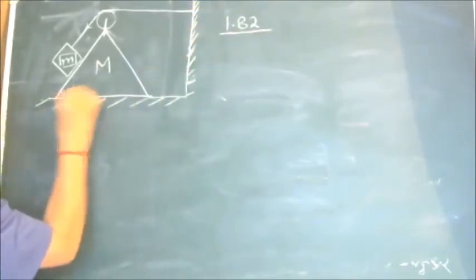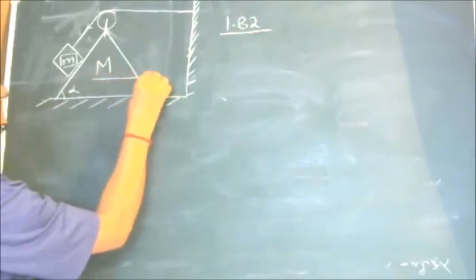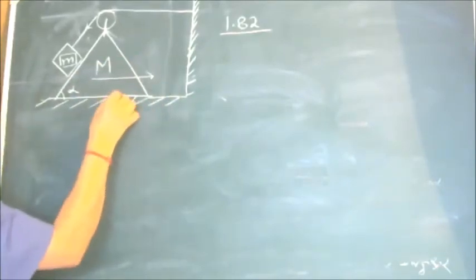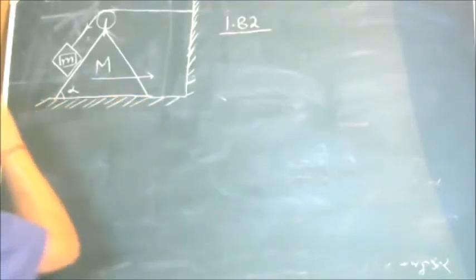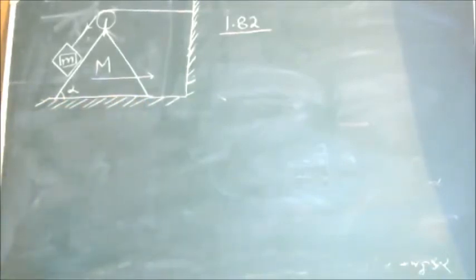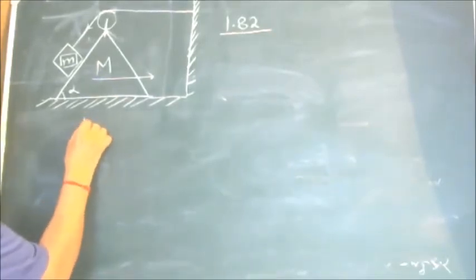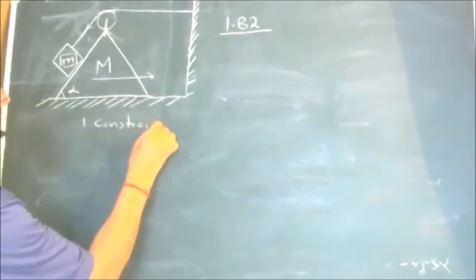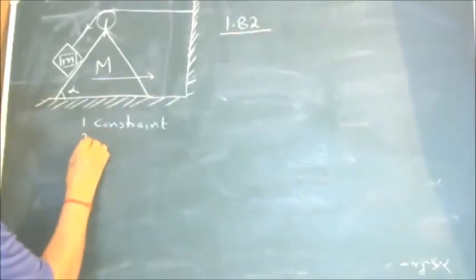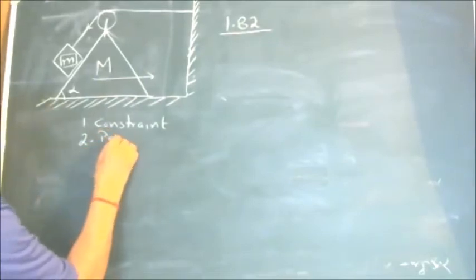The wedge can slide horizontally, and we are assuming there is no friction here, so there is no frictional force. In this question we will be using the following concepts: one is the constraint, and the other is pseudo force.